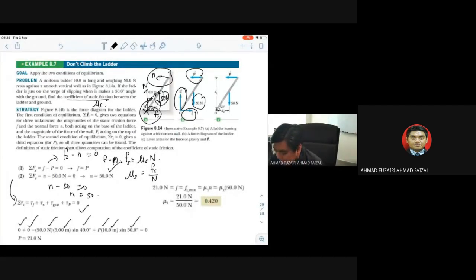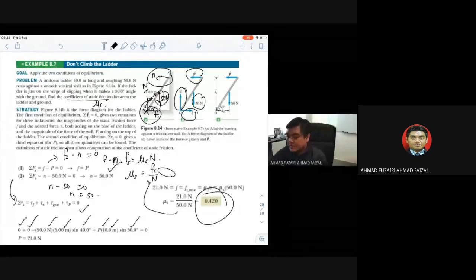In this case, the normal force is equivalent to 21 Newton. Normal force is 21 Newton. So in this case, we can put in 21 Newton, mu s, and the normal force from earlier, 50 Newton. So mu s is 0.42. It has no unit because we are finding the coefficient of static friction.